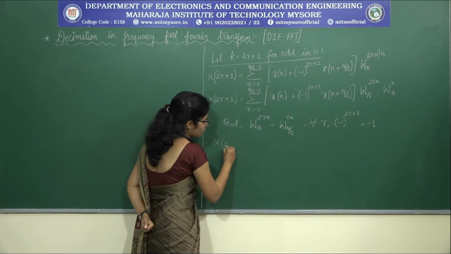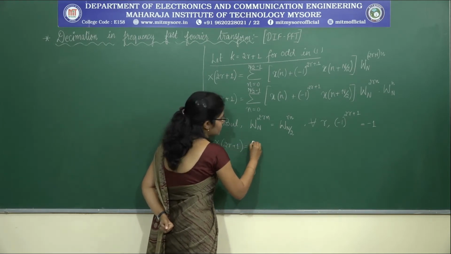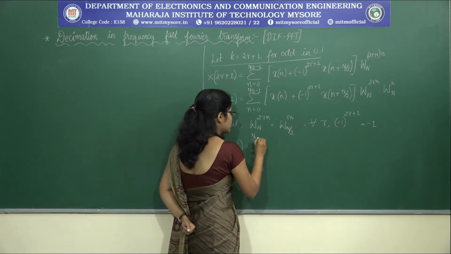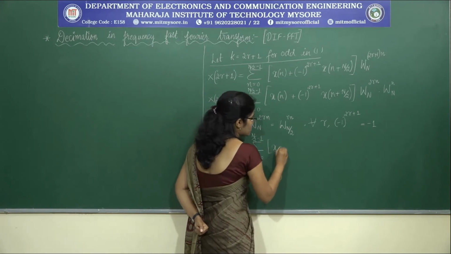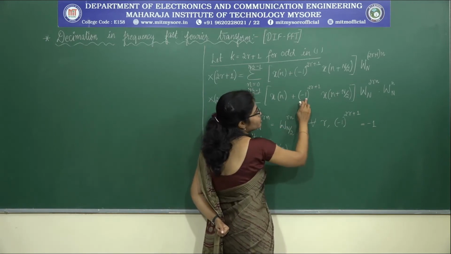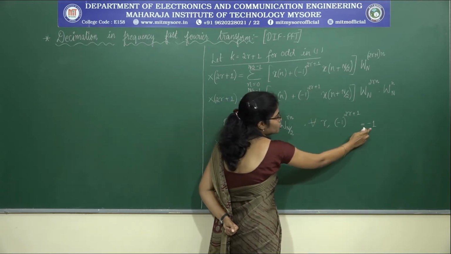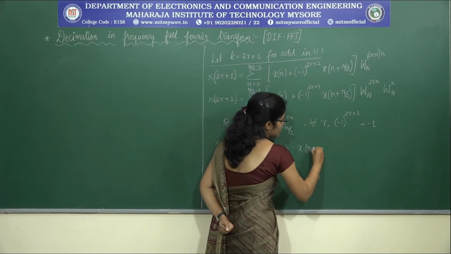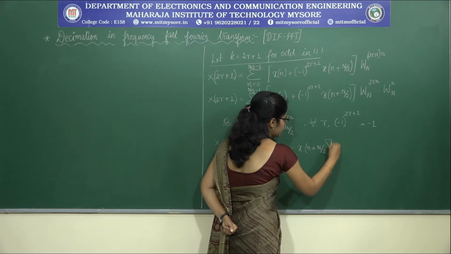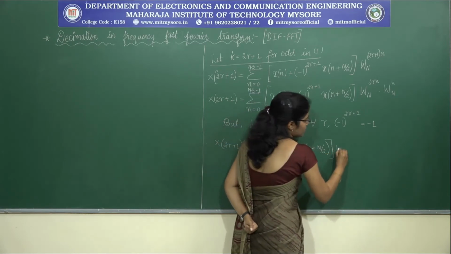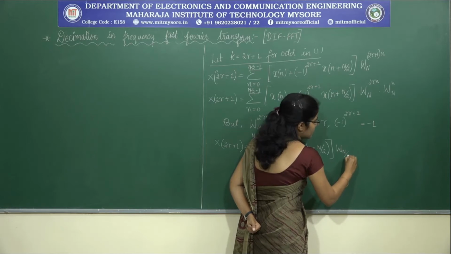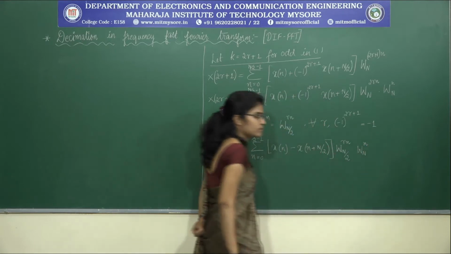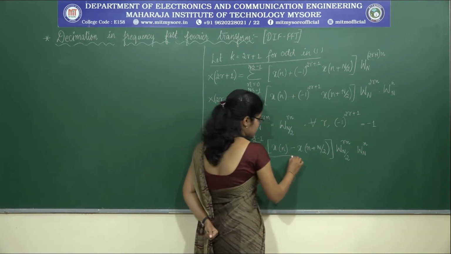Therefore, x of 2r plus 1 will be equal to summation n ranges from 0 to n by 2 minus 1 x of n. Instead of minus 1 to the power of 2r plus 1, I need to substitute it as minus 1. Minus 1 into this term gives us minus x of n plus n by 2 into omega n by 2 to the power of rn into omega n to the power of n. Okay.